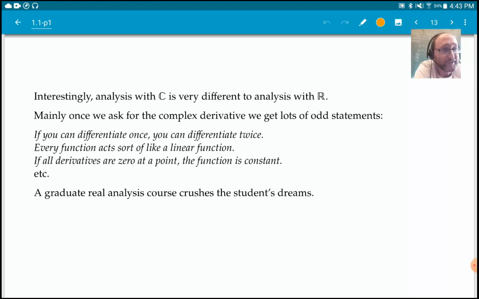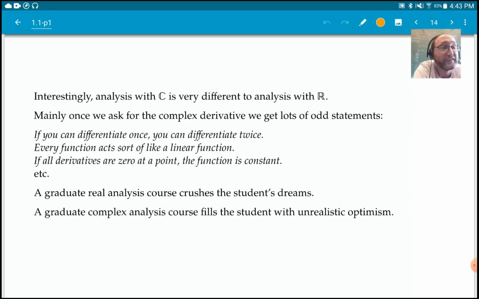Now, the main difference between real analysis, when you go into graduate school, a lot of times you take two courses. You could take a real analysis course and you could take a complex analysis course. So the real analysis course is supposed to sort of crush your dreams. It's supposed to show you that everything's false. Nothing quite works. You need all sorts of hypotheses to make something work, right?